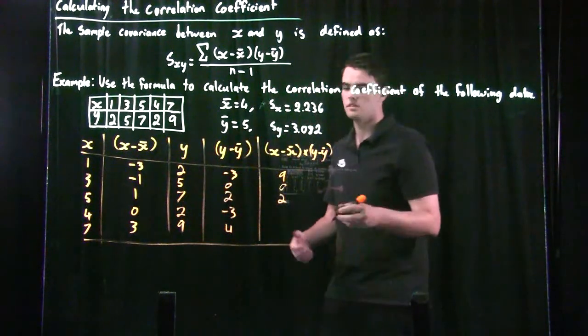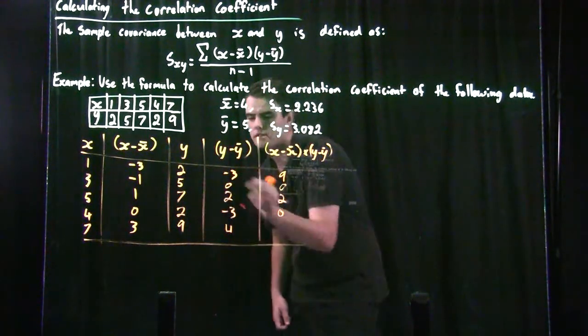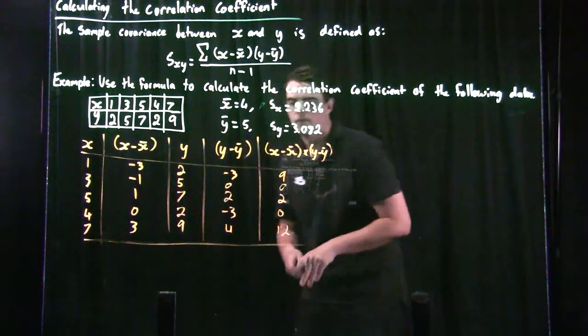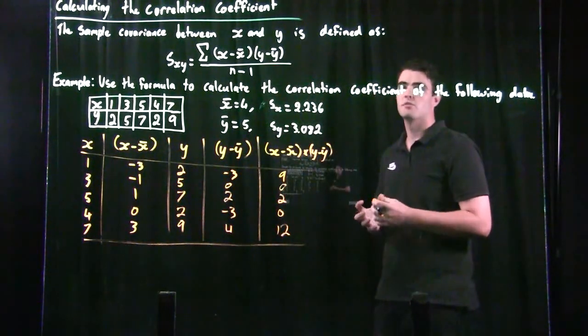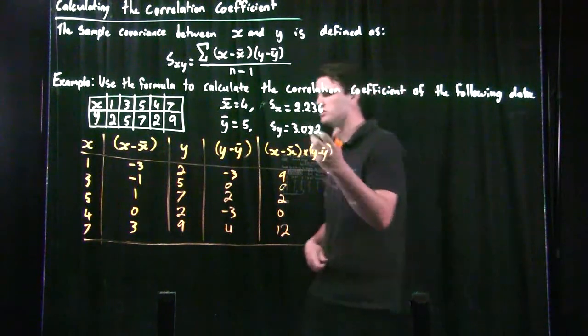0 times negative 3, 0. And lastly, 3 times 4, 12. Okay, this is pretty much how we've got it. Now we just got to figure out the total sum of it.